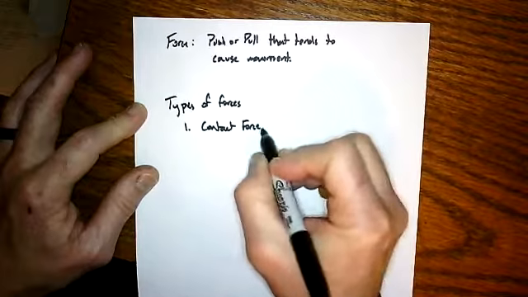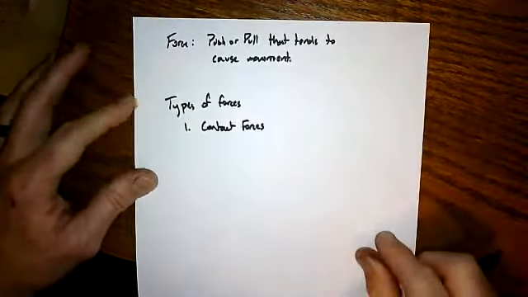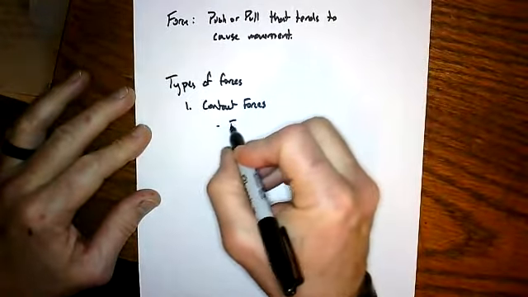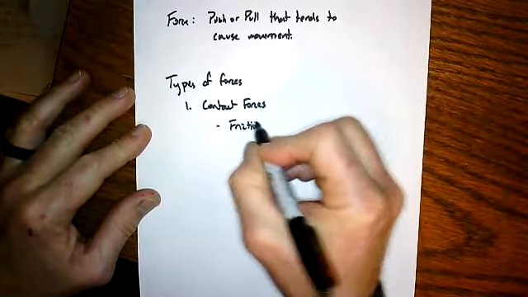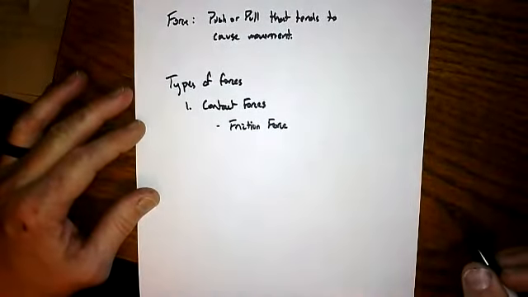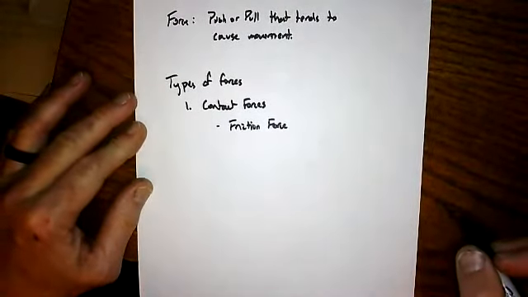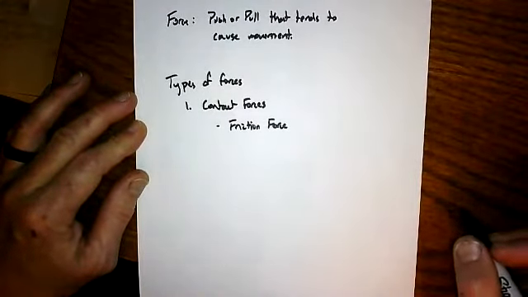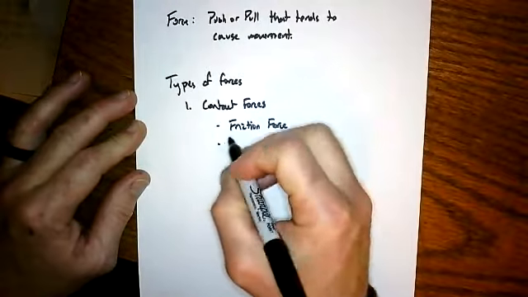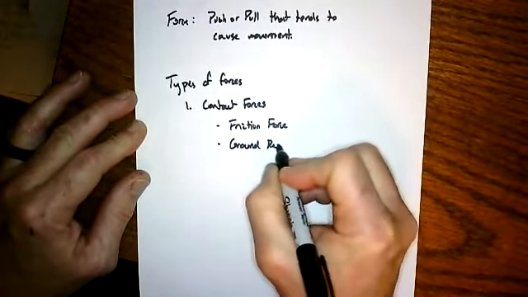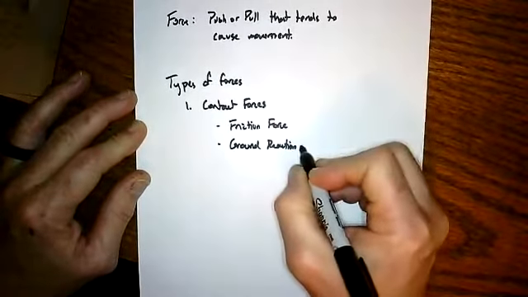There's a number of forces in this category that we need to spend some time on. Friction force. This is the interaction between two objects or two surfaces that are sliding against each other, or maybe not sliding. Then we have ground reaction force. This is the force of the ground pushing on the object.